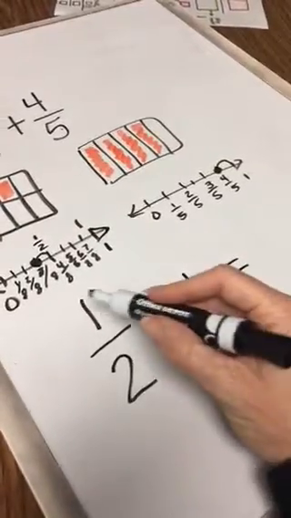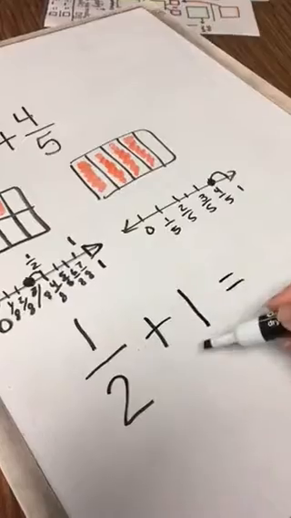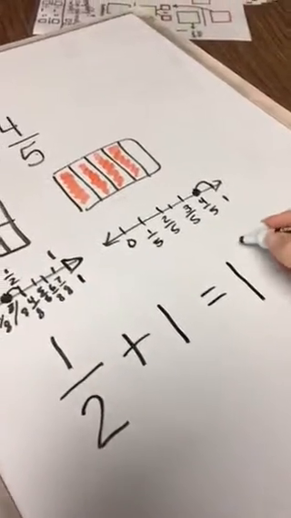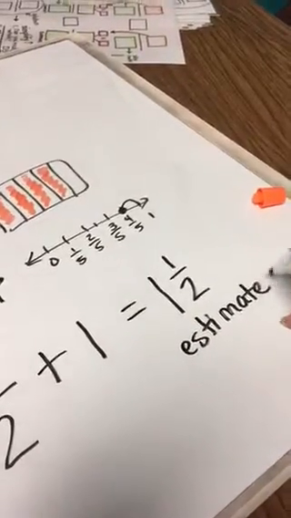Then together, we're going to say, well, if I have a number that's close to a half and a number that's close to a whole, then we're going to call this about 1 and 1/2. So this is my estimate for answer number 1.